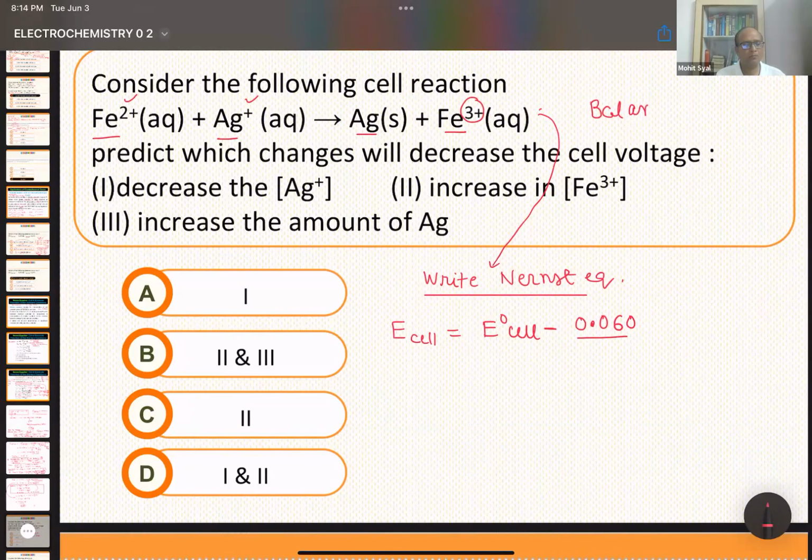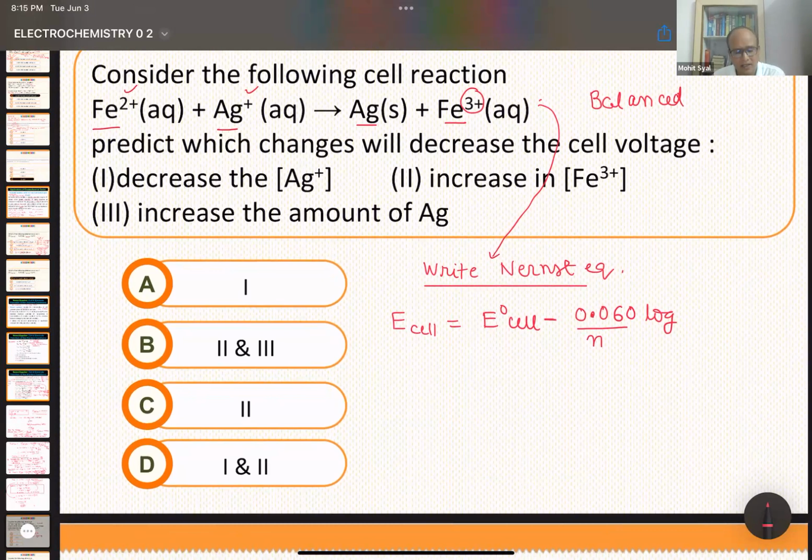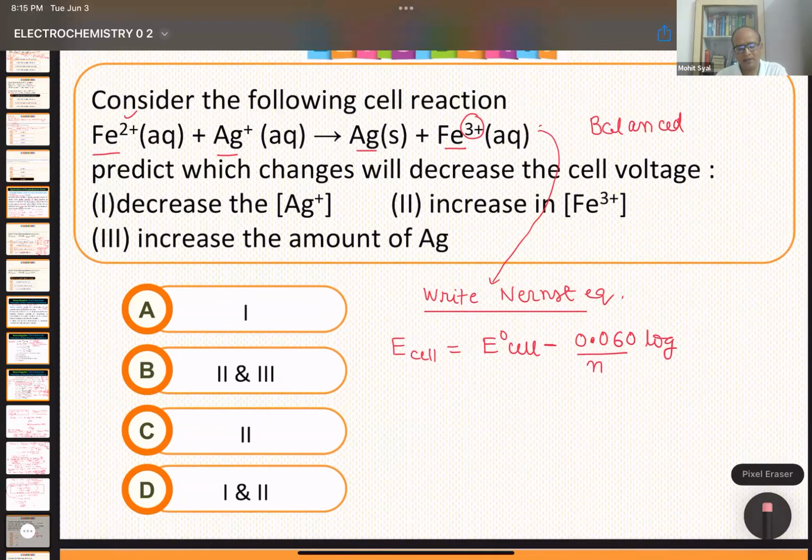So Aisha, can you tell me what is the value of n? Ibrahim, yeah, n is 1. Because look, the silver is getting 1 electron and it is changing to Ag. And iron is +2, so it is losing 1 electron. If you lose an electron, the positive charge will go up. So minus electron and plus electron. So there is an exchange of 1 electron. Okay, n is 1. Is it clear, Aisha?